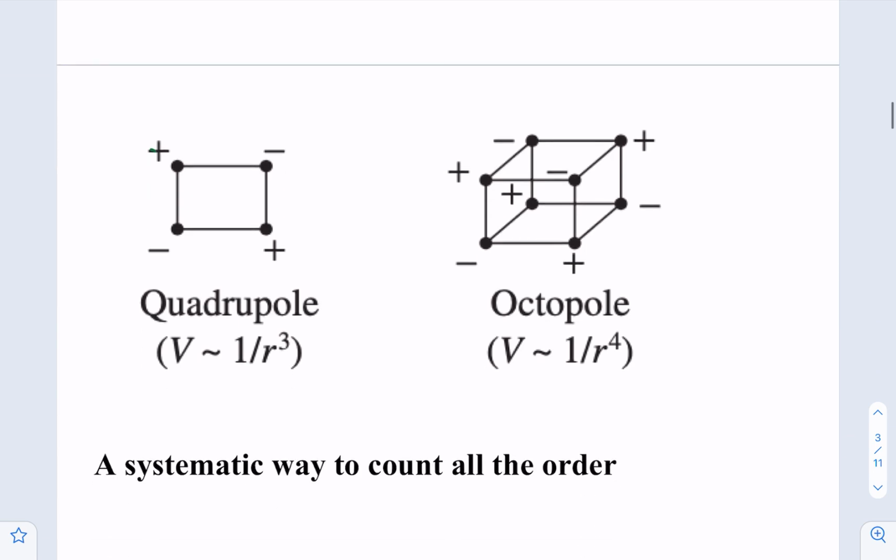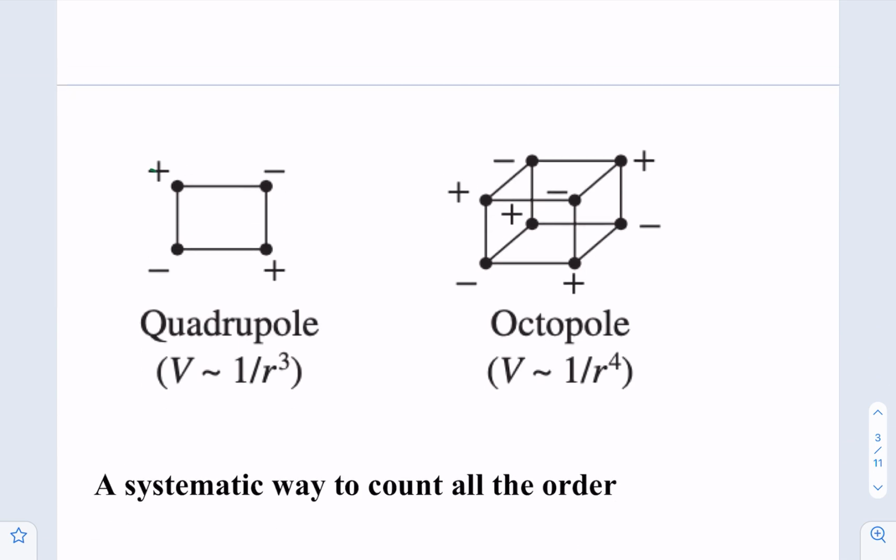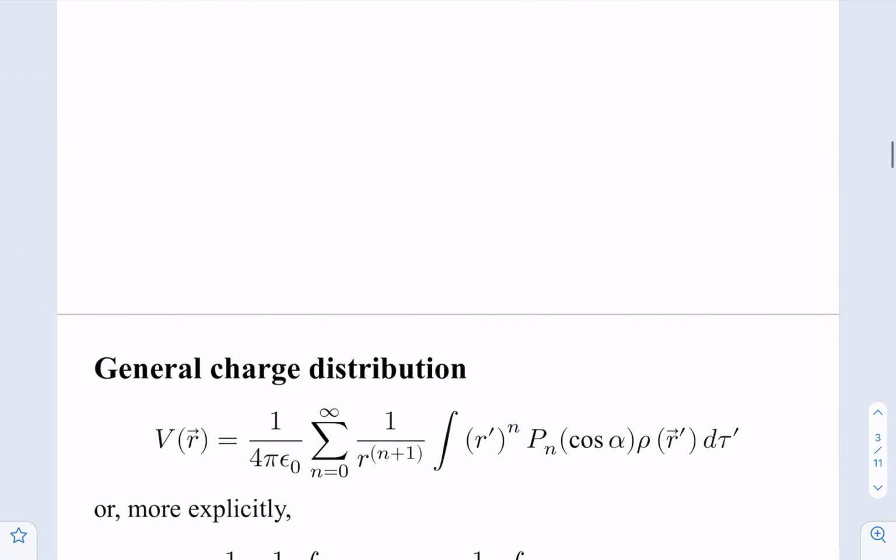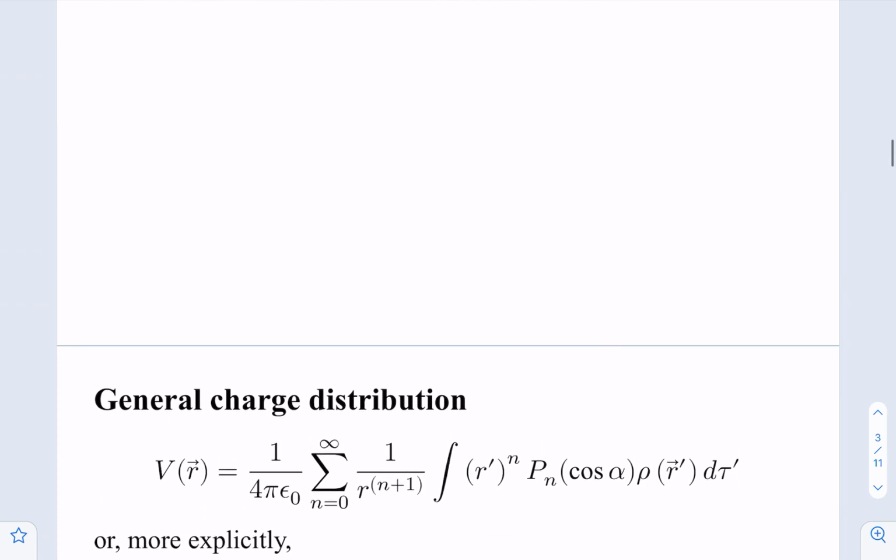So you may wonder if there is any systematic way to count all these orders, like, how should we make use of this to analyze the far field expansion? So let's now try to look at the problem with a general charge distribution.